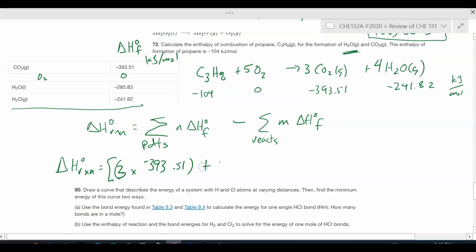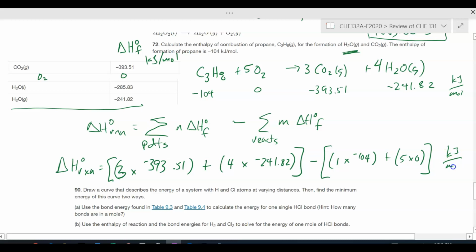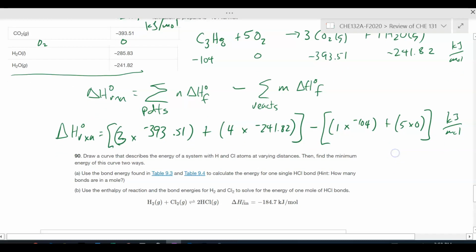The second one's going to be the water. That's going to be 4, and that's going to be times negative 241.82. And then we'll subtract from that 1 times negative 104. That is our propane term, and then the 5 times 0 is our oxygen term. That's going to be 0, so we're not going to worry about that too much. And again, all that's going to be in kilojoules per mole. We don't have to worry too much about carrying the units forward.